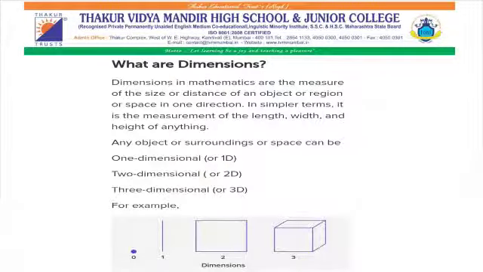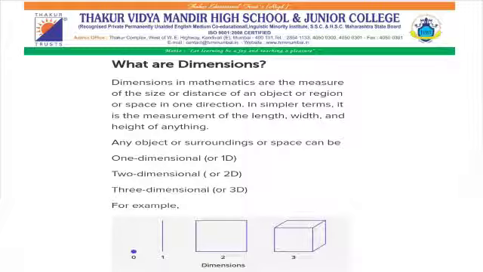Whenever we see an object, we see the object in different forms. Either you can see the length of that object, or you can see the width, or you can see the height. That length, width, and height are the dimensions of an object. Now, let us see what it means in mathematics. Dimension in mathematics is the measure of the size or the distance of an object or region or space in one direction. In simpler terms, it is the measurement of the length, width, and the height of anything.